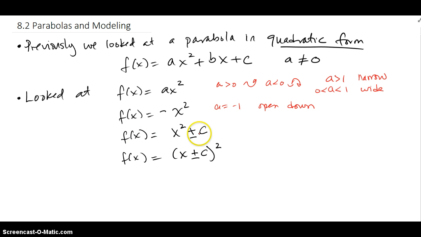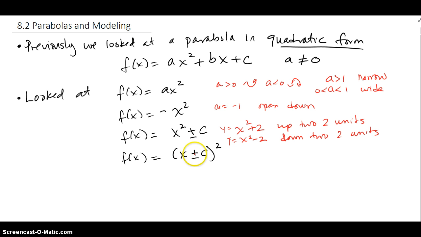We also had if you're adding or subtracting a number outside the x squared function. So if I had something like x squared plus 2, the parabola would be shifted up 2 units. And if I had something like x squared minus 2 for my parabola, it would be shifted down 2 units from the origin where the basic parabola begins.